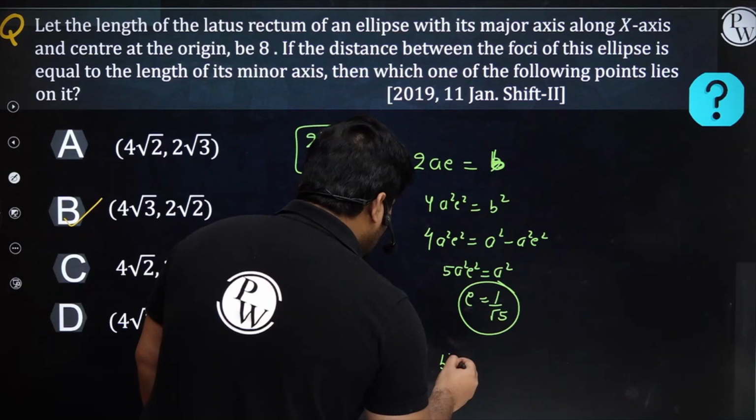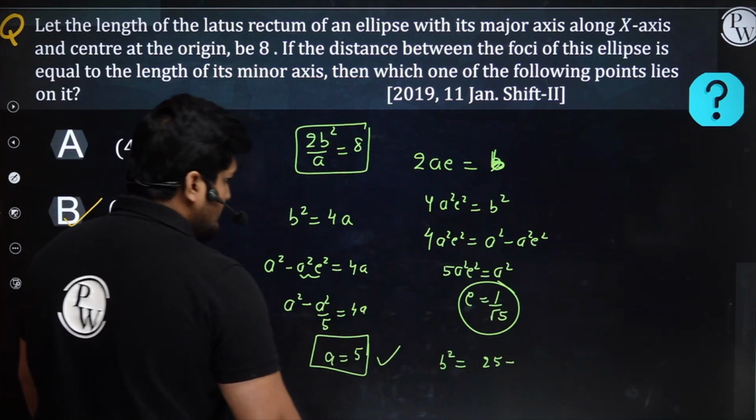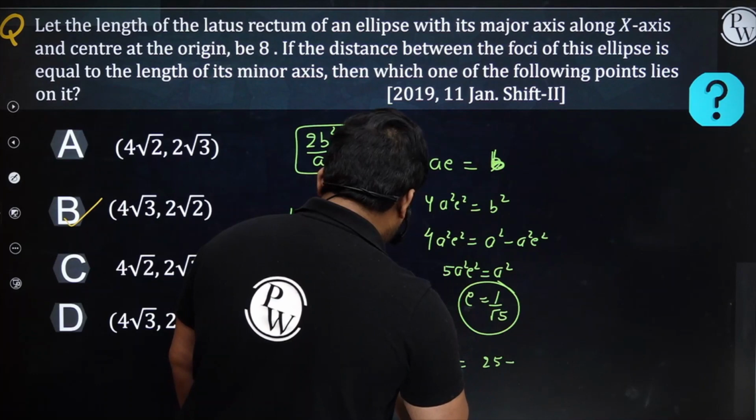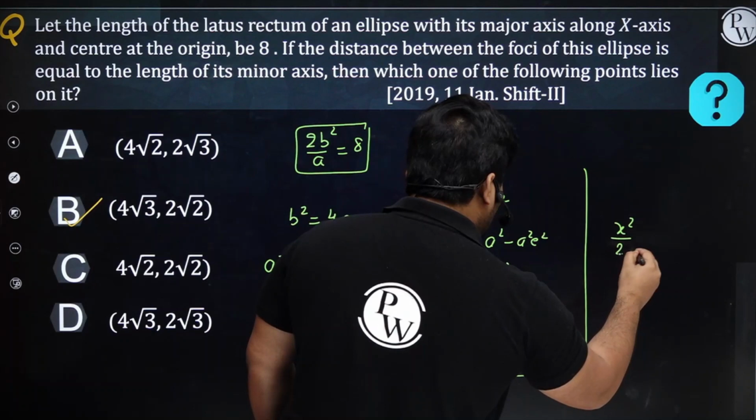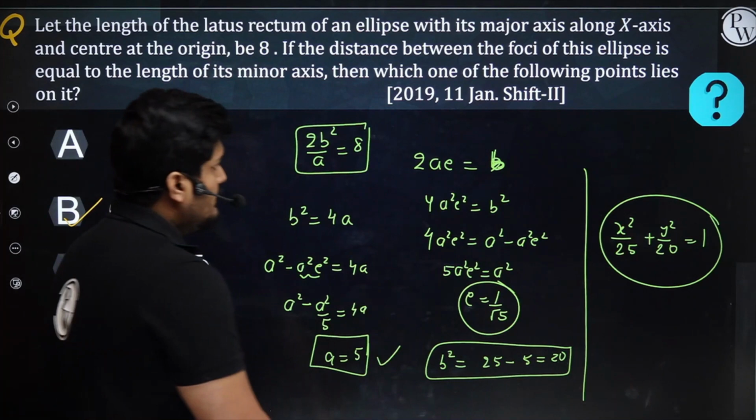So what is b? b square will be equal to a square minus a square e square. So a square e square is equal to a square by 5. a square is how much? a is 5, so this is 20. That's all. We have the equation now. Equation of the ellipse: x square by 25 plus y square by 20 equal to 1. That is the equation of the ellipse.